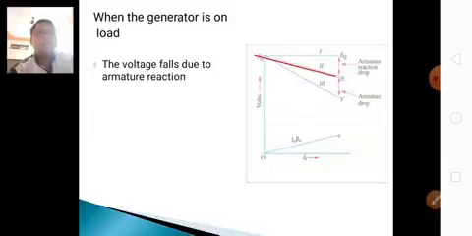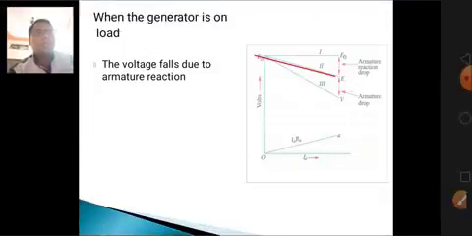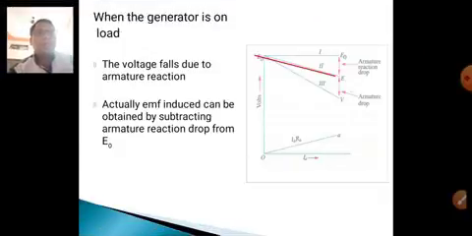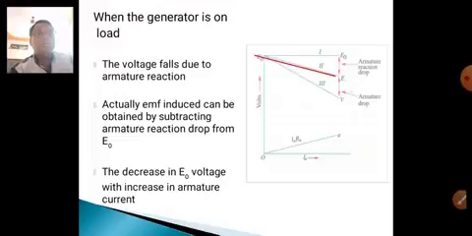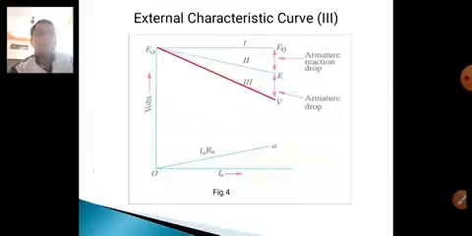When the generator is on load, the voltage falls due to the armature reaction, and that voltage becomes the terminal voltage V. The actual EMF induced can be obtained by subtracting the armature reaction drop from E0. So the voltage decreases from E0 with increase in the armature current, and this gives the external characteristics curve.